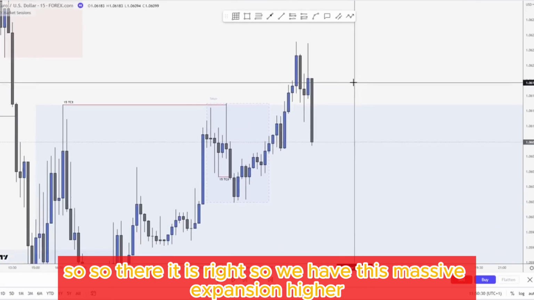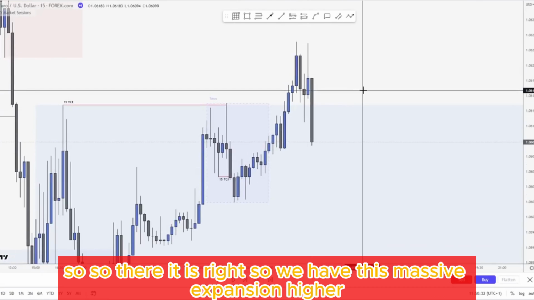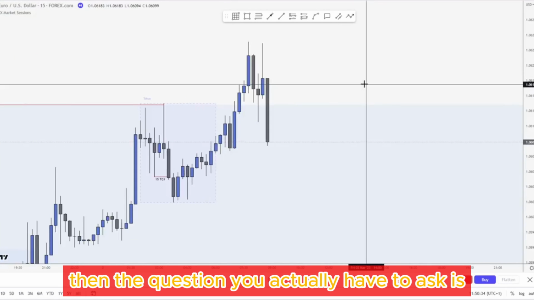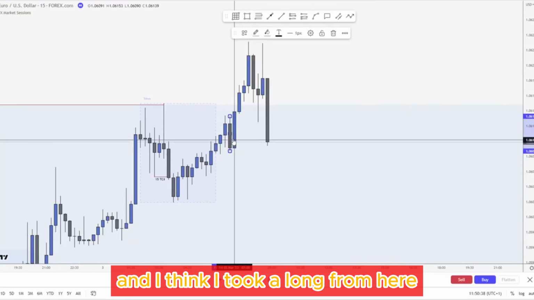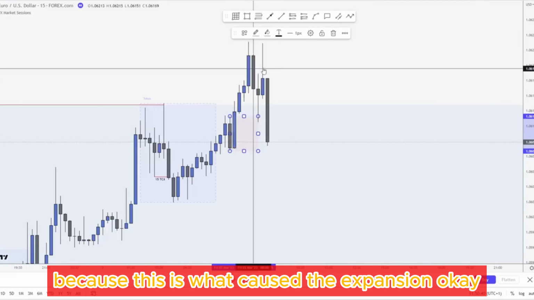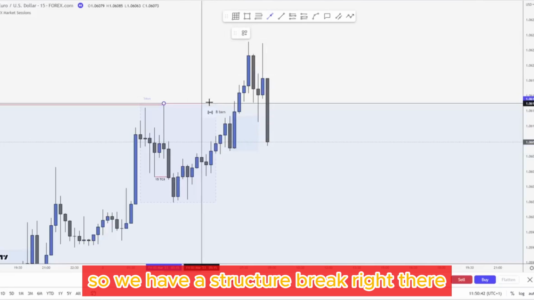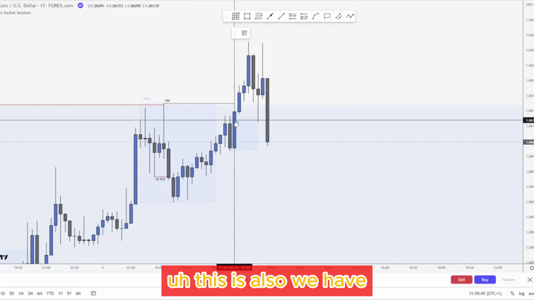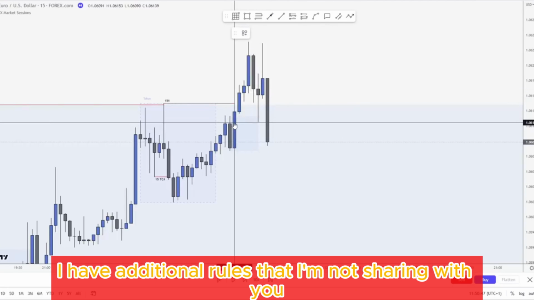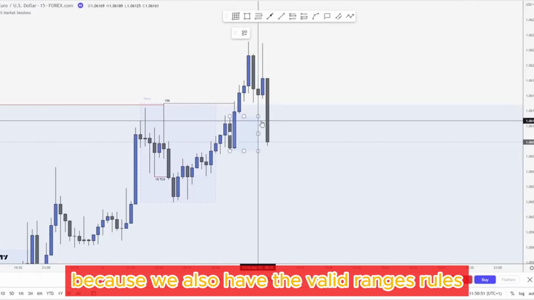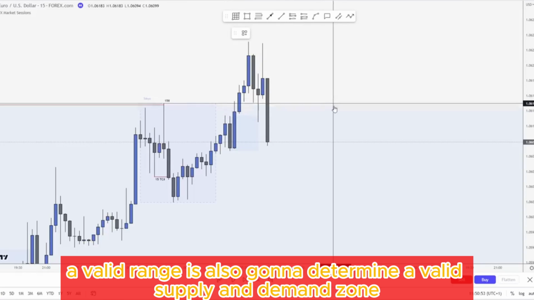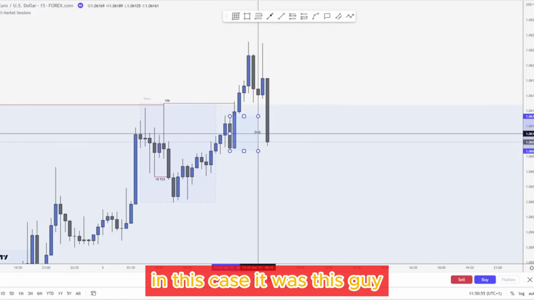Yeah, so there it is, right? So we have this massive expansion higher. Then the question you actually have to ask is what caused this expansion higher? And I think I took a long from here because this is what caused the expansion. Okay, so we have a structure break right there. I have additional rules that I'm not sharing with you. Those are for my private program because we also have the valid ranges rules, and usually a valid range is also going to determine a valid supply and demand zone. In this case, it was this guy.